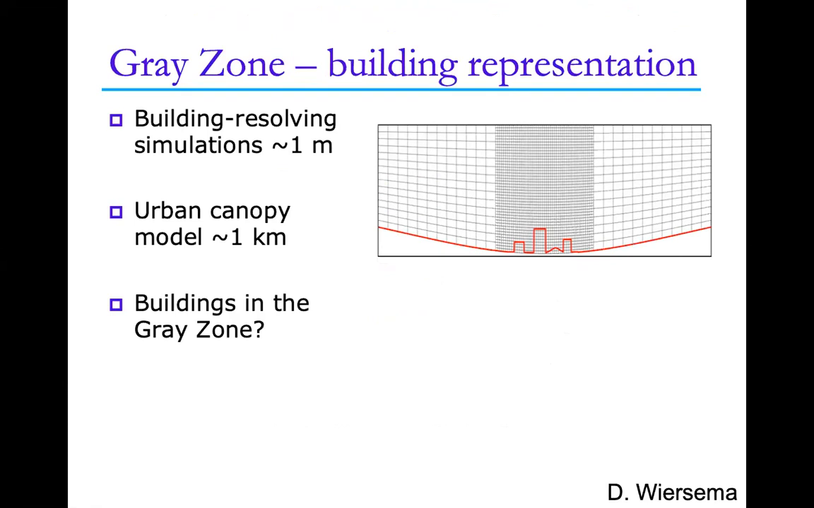So the question now is, what do you do with buildings at different resolutions? At 1-meter resolution, we're able to resolve them quite well, but at 1-kilometer resolution, you wouldn't even try to use an immersed boundary method for buildings. Instead, you would use an urban canopy model.